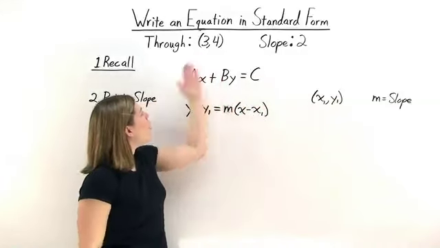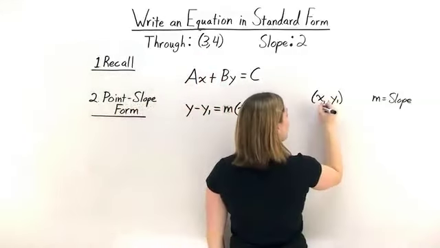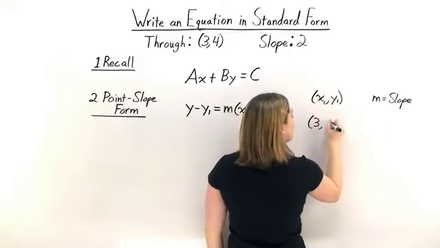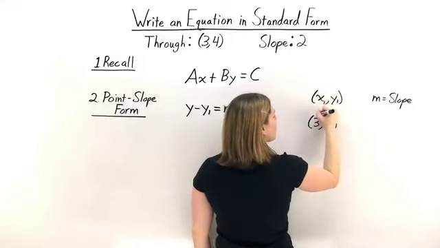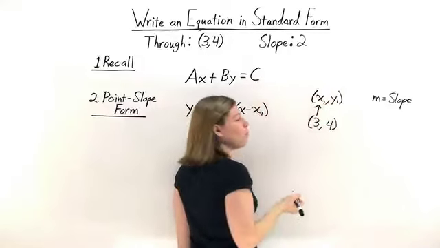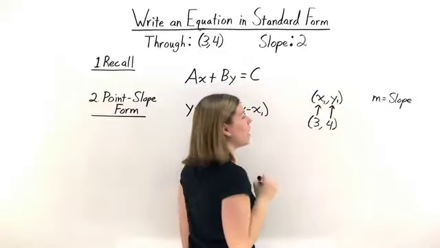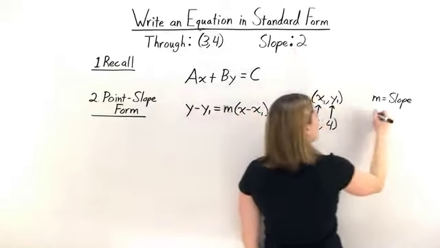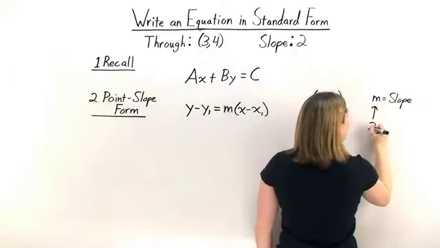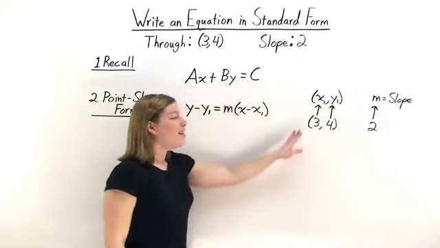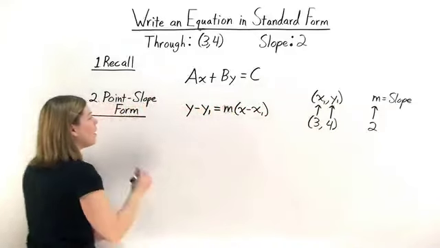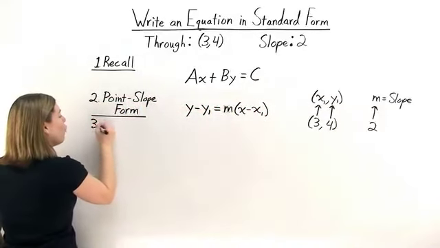Now we actually have that information. We have a point on our line, (3, 4). So if we write that point, we can see that our x-coordinate is 3, so that is x sub 1. And our y-coordinate is 4, so that's y sub 1. If we take a look, our slope is 2. So m is equal to 2. Let's take this information and plug it in to the point slope form for an equation.